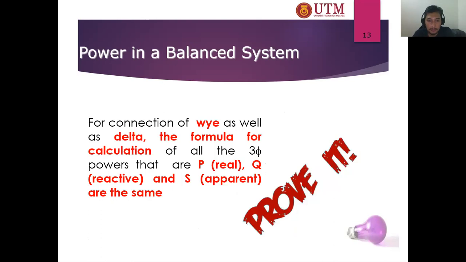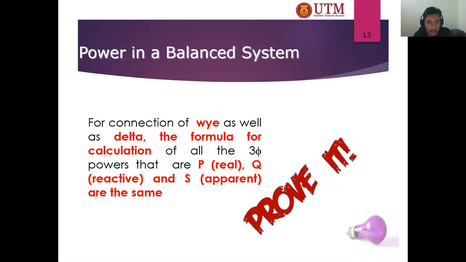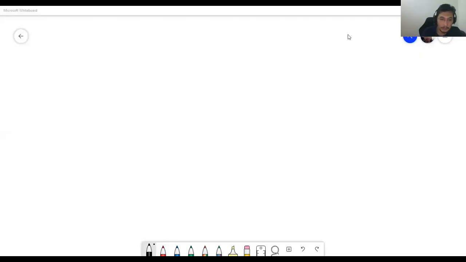So if this V3, V phase, I phase, and square root 3 V line, I line can be applied in both delta or Y connection. Okay, let's prove it. We already know that for three-phase active power, the equation is 3 multiplied by V phase, I phase, cos of theta V phase minus theta I phase.